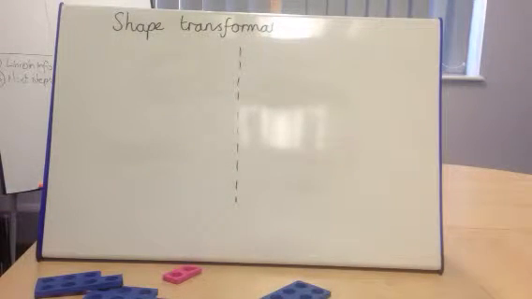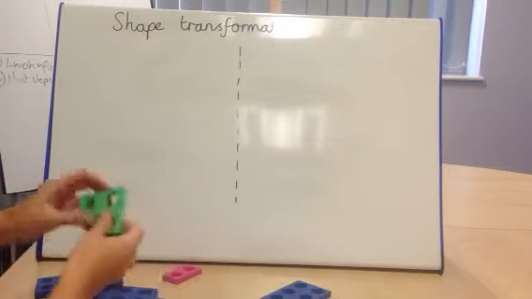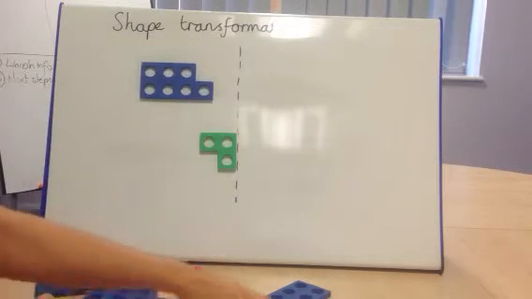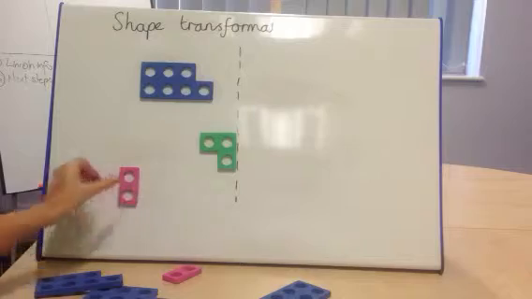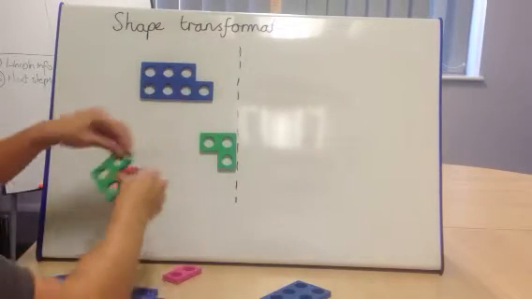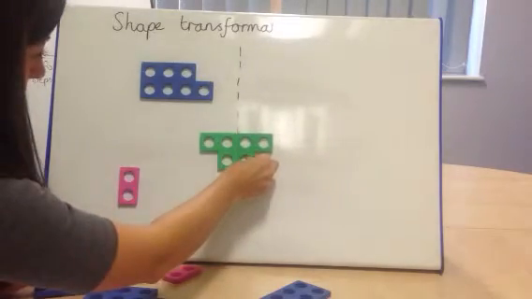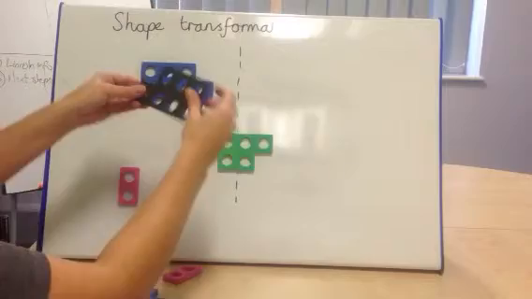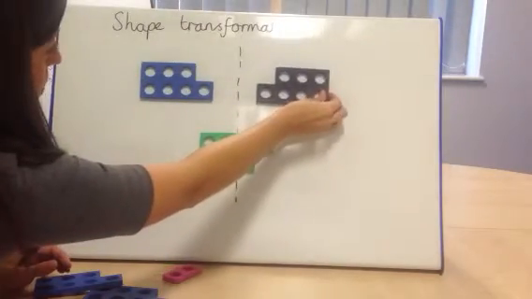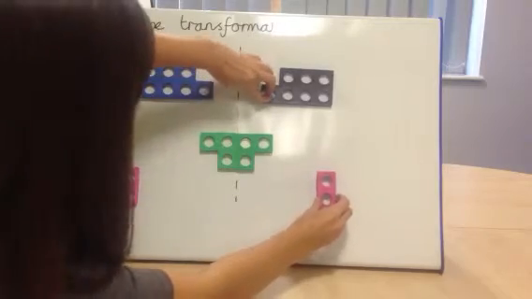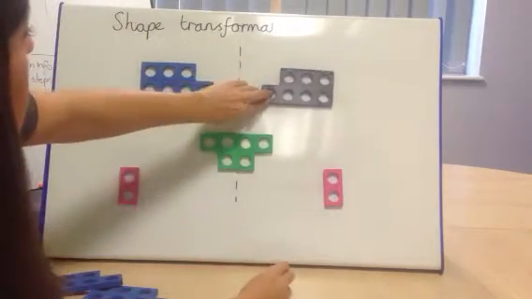You might also think about using positional language as well, so you could have the number of shapes spread out, and perhaps on a grid the children need to work out exactly where the reflected shapes would go. So in this instance my shape would have to be turned around that way, and this would be approximately here.